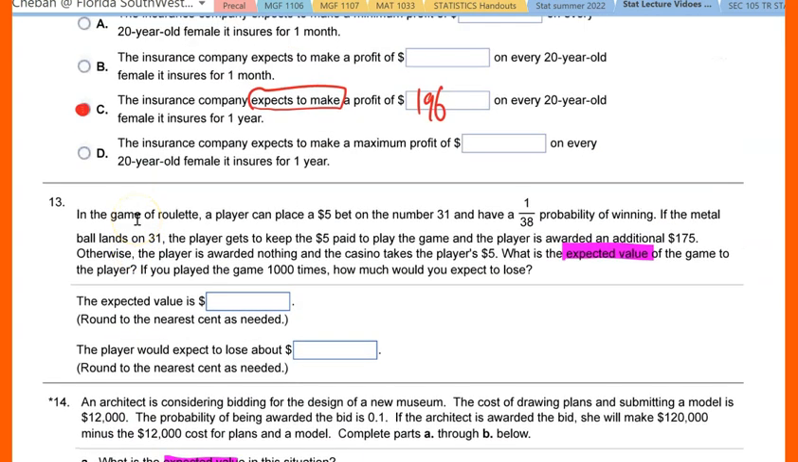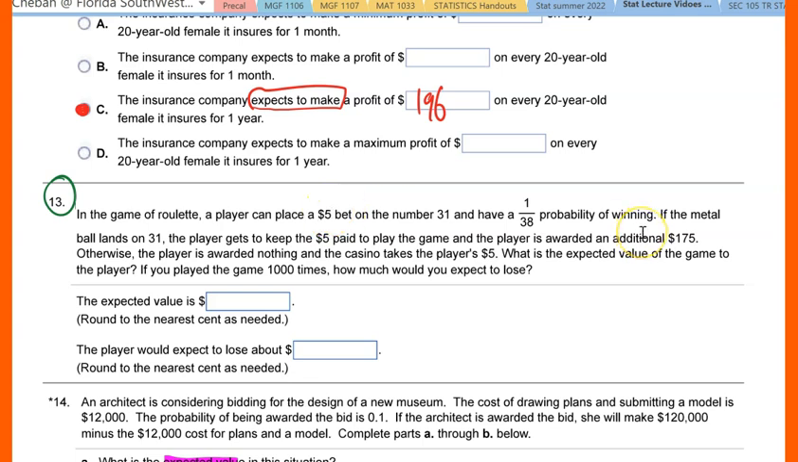Question number 13. In the game of roulette, a player can place a $5 bet on the number 31 and have a 1 over 38 probability of winning. Okay, remember that the chance of winning in that game is 1 over 38. And here the person bet $5.